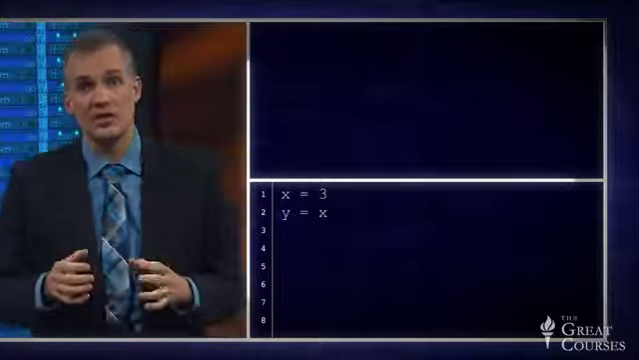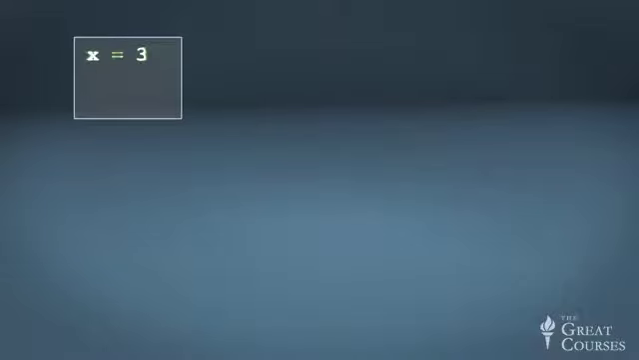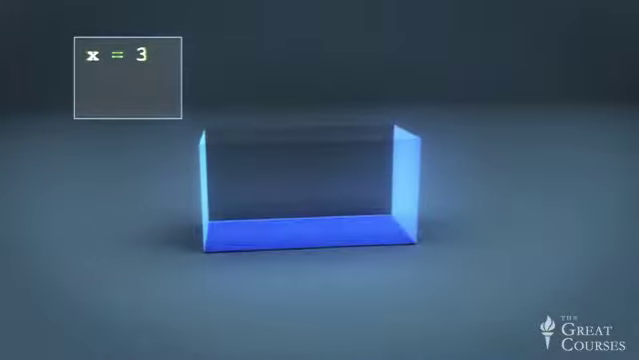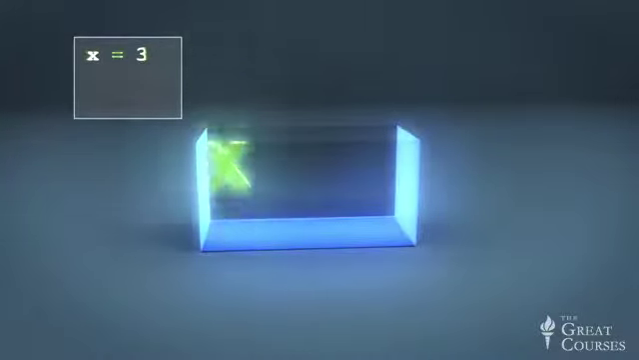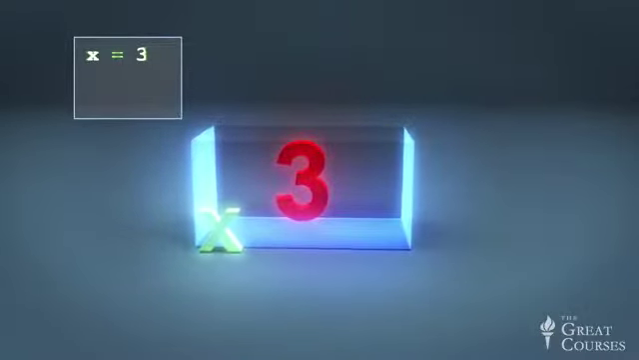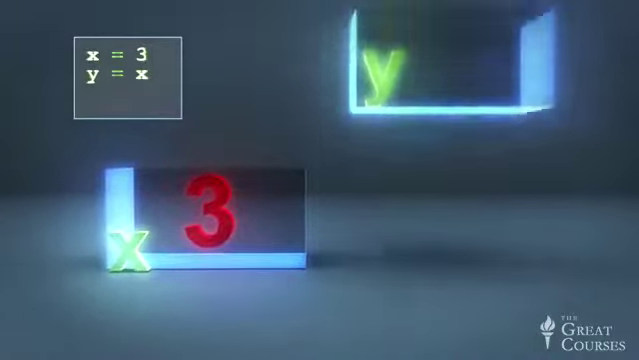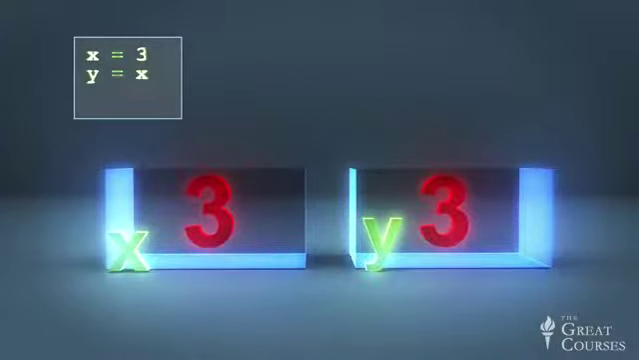So, when this code executes, we first execute the first line. x is assigned 3. And we create a box, a memory location labeled x, that contains the value 3. When we execute the next line, we'll take whatever is stored in the box named x and put that value into the box named y. So in this case, both x and y end up with the value 3 inside.